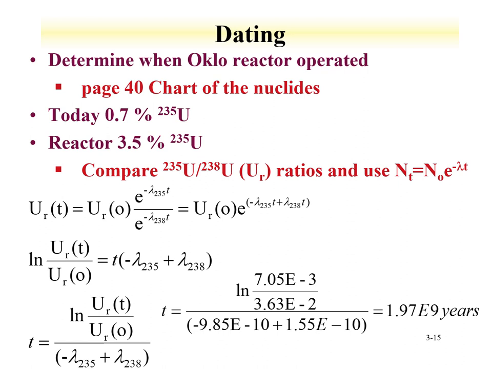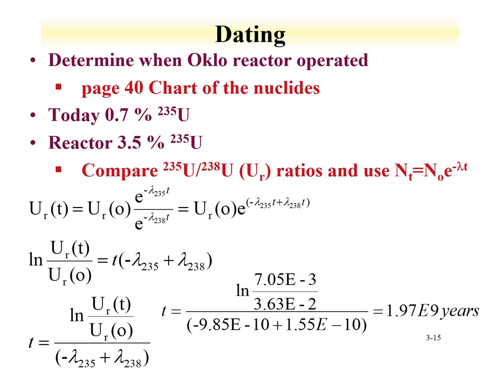So for instance, we can use an example such as the Oklo reactor. This is provided on page 40 on the chart of the nuclides, some discussion of the Oklo reactor, and you can look it up online. But the Oklo reactor was a natural reactor that operated a few billion years ago. So we can use the dating equations that we just provided to get an idea of what would be a reasonable time for that natural reactor to have been fissioning.